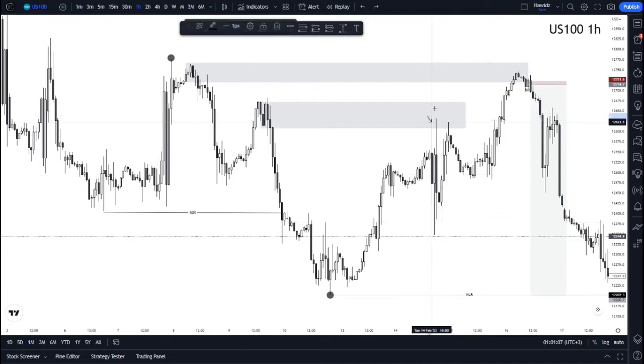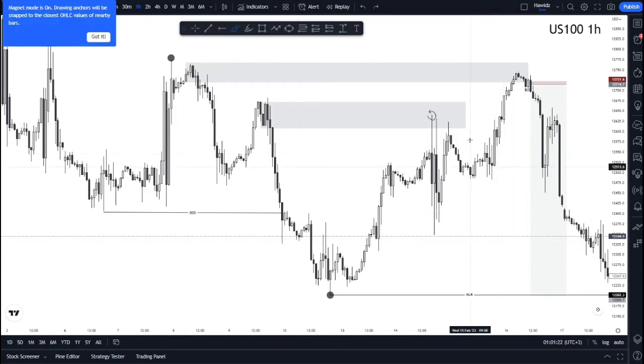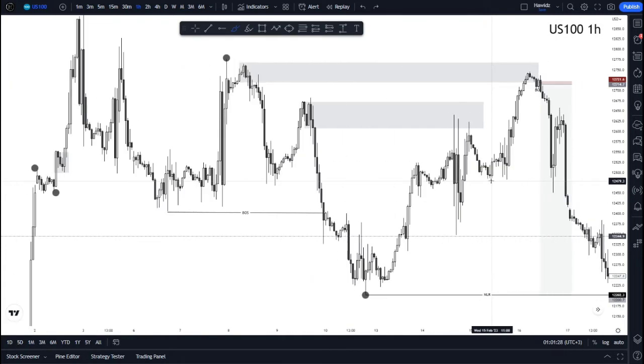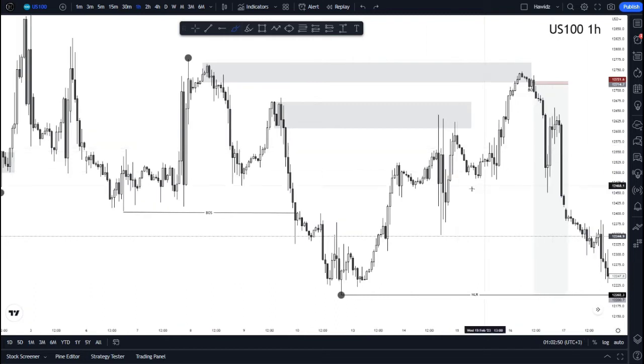From the formation of this low, this high came in, price came back in and tried some mitigation there, but never got down here to break this low. Hence, there was never any confirmation that price was ready to go bearish. Instead, price just had this range, and then finally broke this area here, taking all the liquidity that was left hanging around this area, and then came in and mitigated this area here.